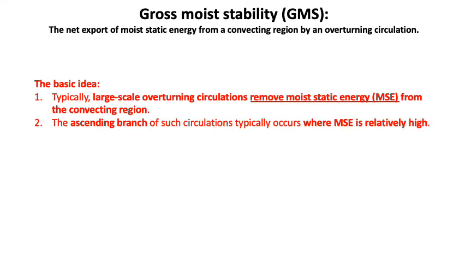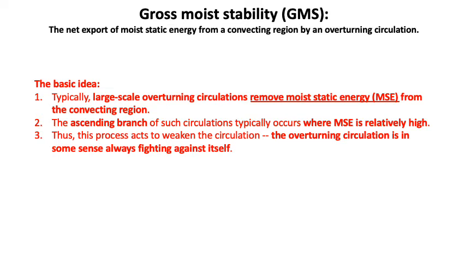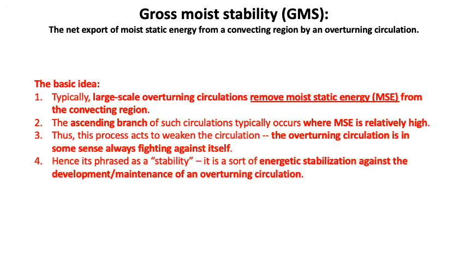We'll talk about why that is in a moment, but the ascending branch of such circulations typically occurs where MSE is relatively high. So we said convection is usually found over relatively warm water, where the moist static energy is relatively high. So those two together mean that this process, the overturning circulation, this removal of moist static energy, acts to weaken the circulation itself. The overturning circulation is in some sense always fighting against itself, if number one is true. And hence it's phrased as a stability. It's a sort of energetic stabilization against the development or maintenance of an overturning circulation.